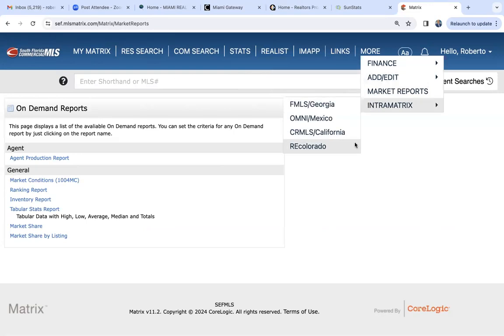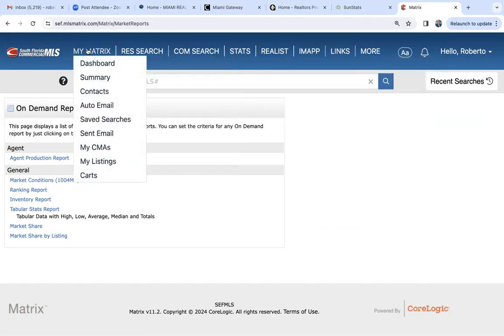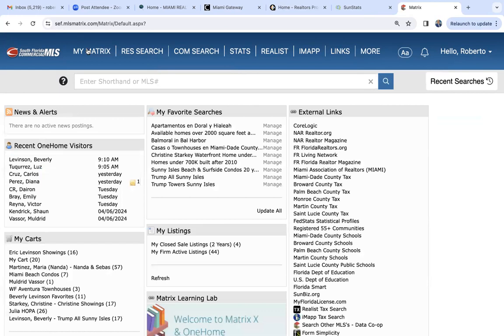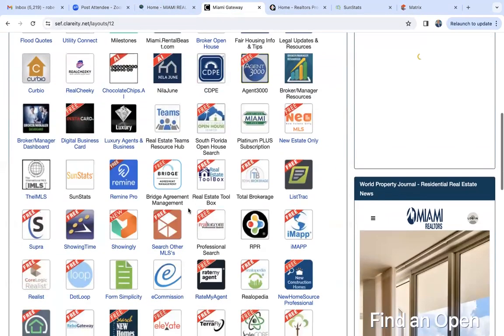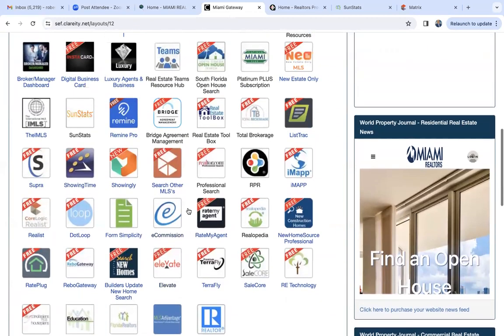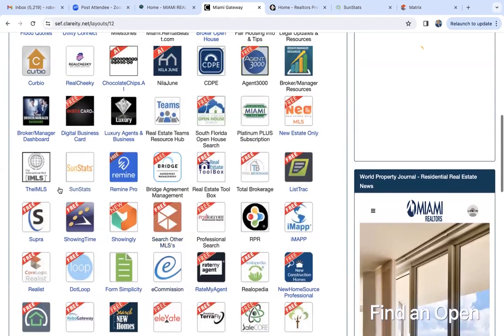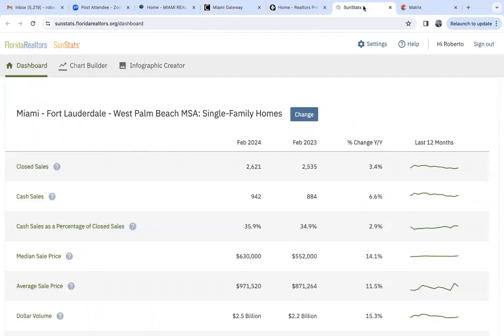I'm going to go ahead and switch focus. If you noticed in the MLS, I was doing these numbers locally. What if we wanted to go to, say, Tampa, Orlando, or anywhere else in Florida? You're going to go to SunStats. SunStats is this little feature right there. You're going to click on that, and it's going to log you in here. This is through your Florida Realtor, so now this has access to all of Florida.